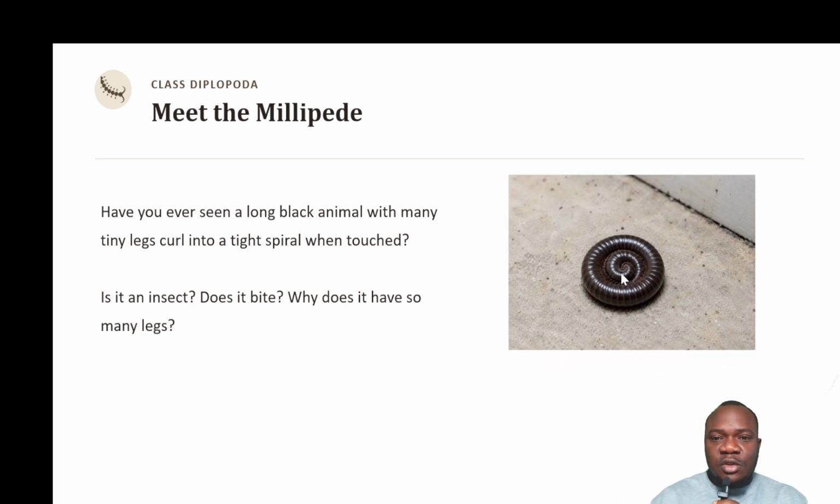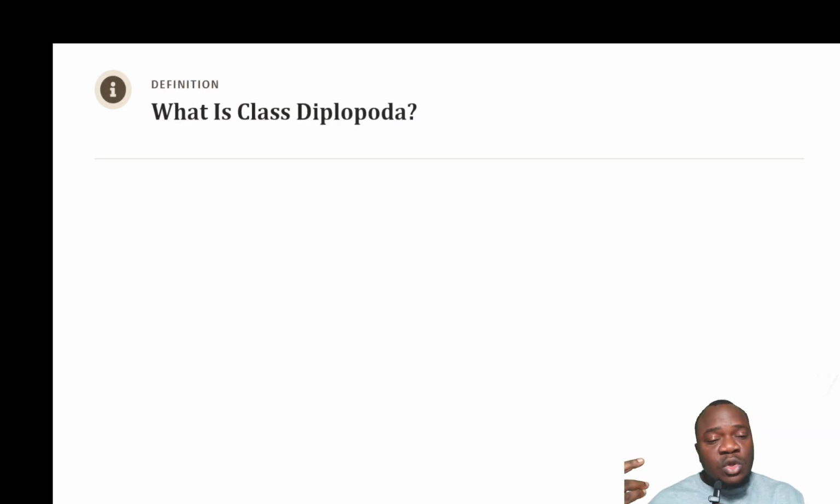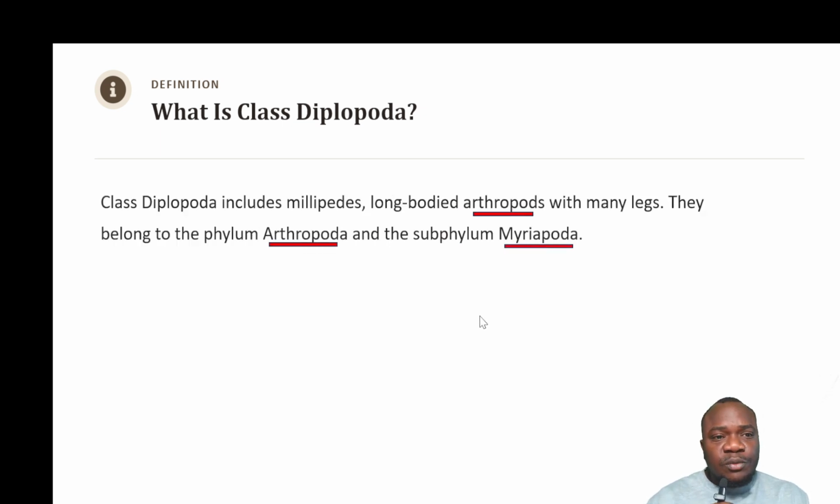This is a very good picture showing how a millipede looks. When you touch a millipede, it tends to coil, and this coil is a defense mechanism that helps it shy away from predators and prevent harm. Class Diplopoda includes millipedes, long-bodied arthropods with many legs, and it belongs to the phylum Arthropoda and subphylum Myriapoda.